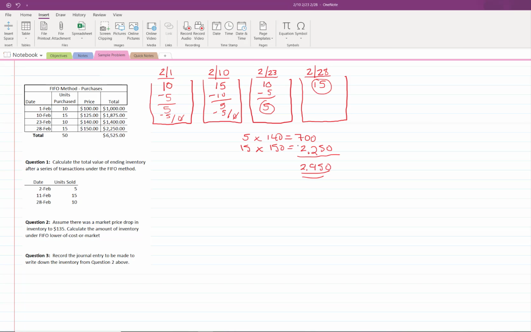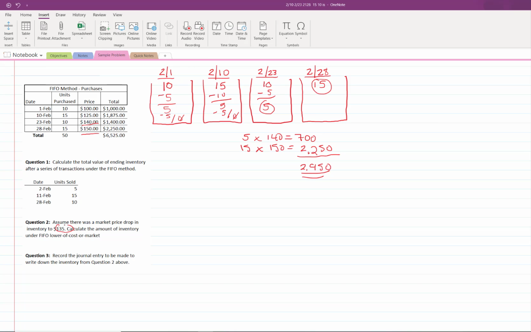Question number 2. Assume there was a market price drop in inventory to $135. Calculate the amount of inventory under the FIFO lower of cost or market. So what we need to do is we need to look to see, is the cost that we paid for these items less than the current market cost of $135? Well, we have 5 units left at $140, and then we have 15 units left at $150.